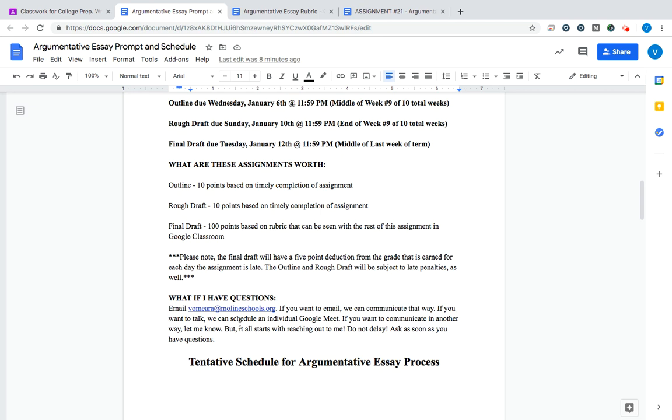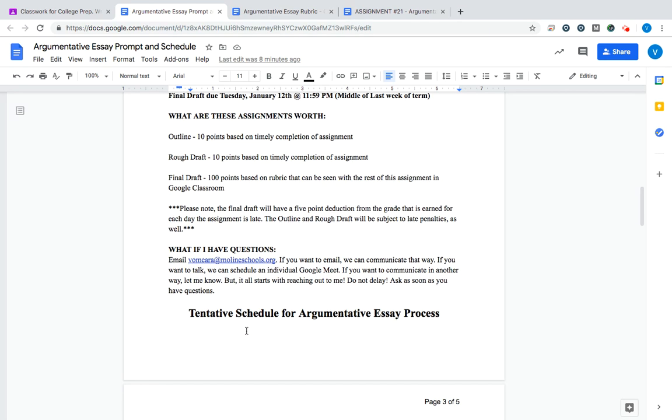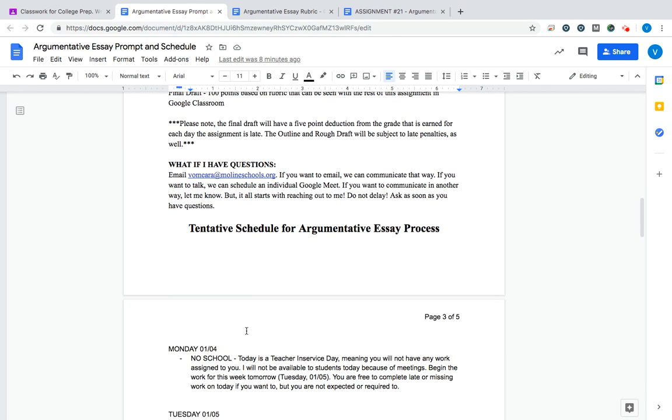My email is here. There's going to be optional Google Meets. If you want to stop by, please do. If you want to connect with me and have our own, you're more than welcome. Or if you just want to email me, that is fine as well. So if you need help, there's plenty of ways to get a hold of me.